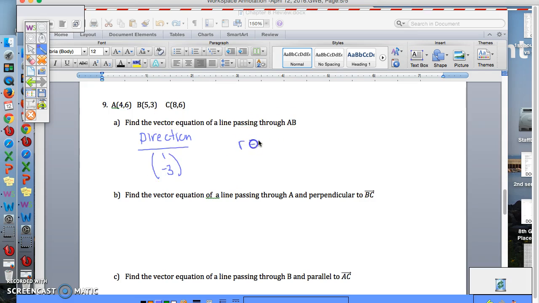So we have two different vectors we could use for our positional. We could use 4, 6 plus W times our directional vector, or S or T. It doesn't matter what variable you use, or R equals. It passes through B as well, so we could use 5, 3 plus W times 1, negative 3.